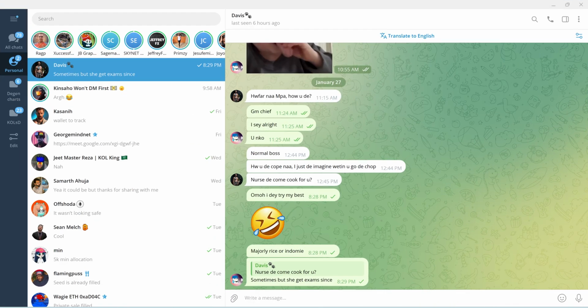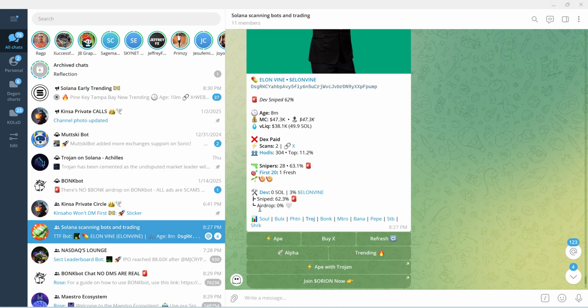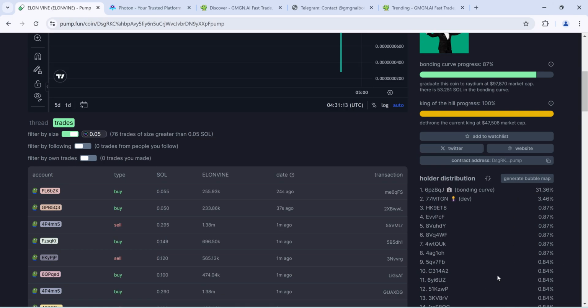For me, I have some bots I use for my trades. You're going to see here that when I scanned it, this Sol scanner bot showed that the dev sniped 62%, maybe bundling or something. But when you base your search only on these trades here, it only shows you that he has just 3% of the supply, but he has more.